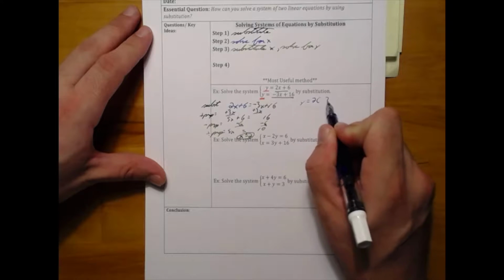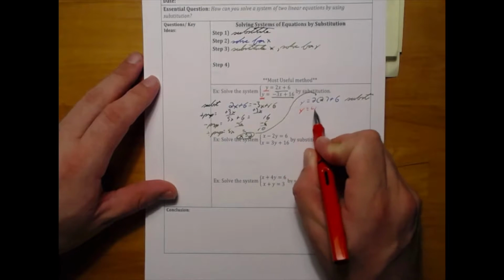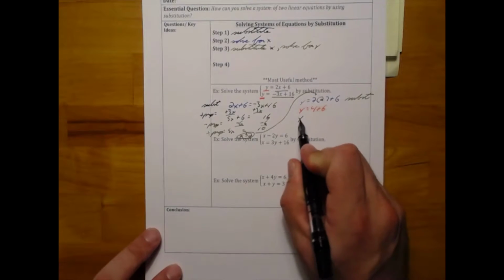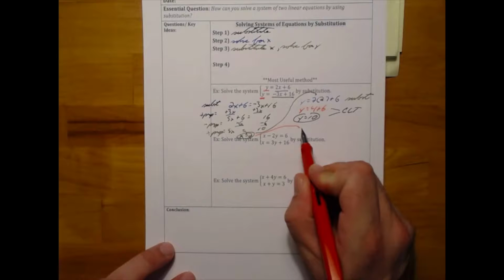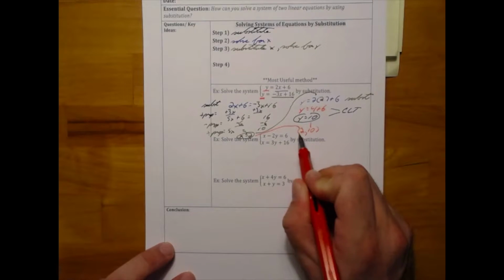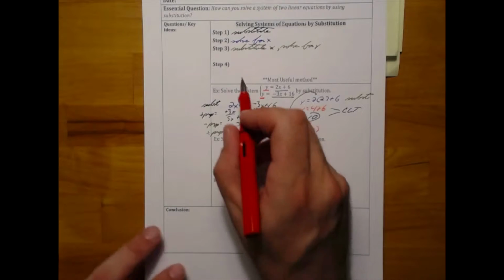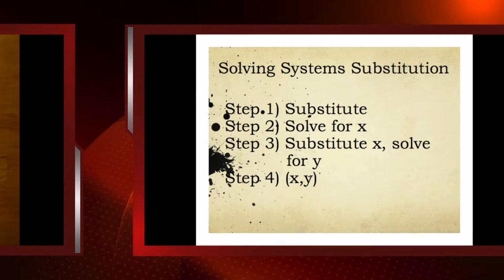I get y is equal to 2 times something plus 6. And that something is the x that we found earlier. I substitute that value in. And now all that's left is to combine like terms, solving for y. Once we have the y identified, all we need to do is place these two variables into an ordered pair in alphabetical order, x then y. So (2, 10) is our answer. And ordered pairs, (x, y), is our step 4.